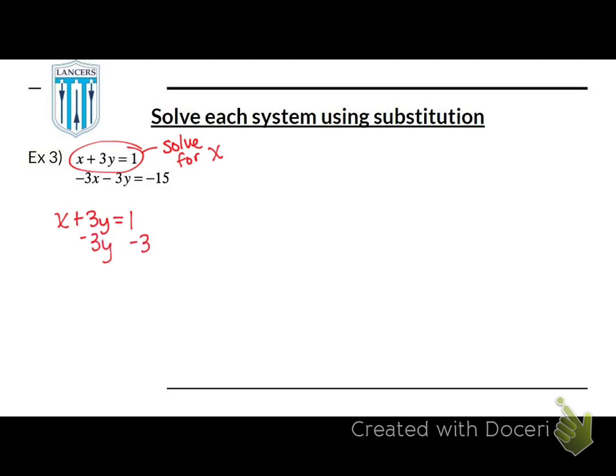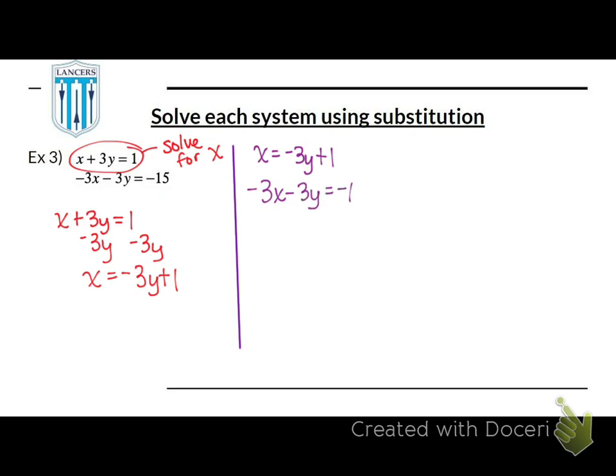Subtract 3y on both sides. X equals negative 3y plus 1. So when you start the rest of this problem, you're going to use that equation. Which other equation are you going to use? The second one. Negative 3x minus 3y equals negative 15. Plug it in for x. Okay, so here's where I want you to start trying the rest of it on your own because this is what we did yesterday.